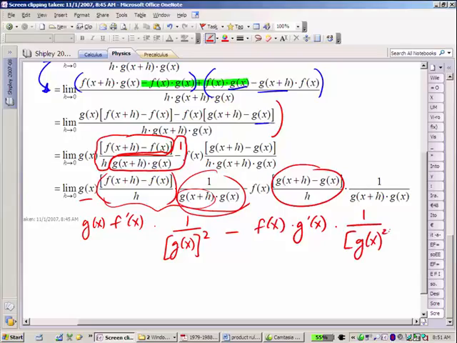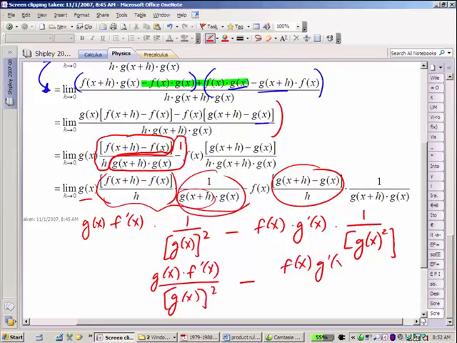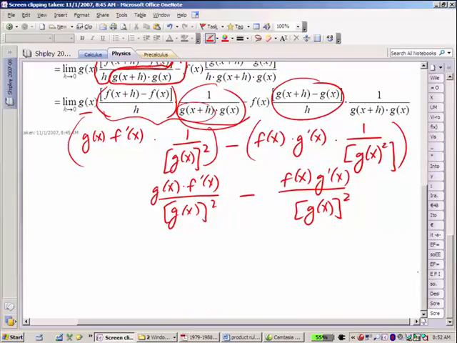All right, so I'm going to rewrite all this stuff. I have g of x times the derivative of f of x over the function g squared, minus f of x times the derivative of g of x over the function g squared. Do you see what I did? I took this and I took this and I multiplied across the tops and across the bottoms. Do I have a common denominator? I do, and I actually have my rule.